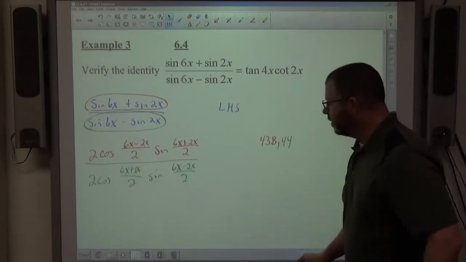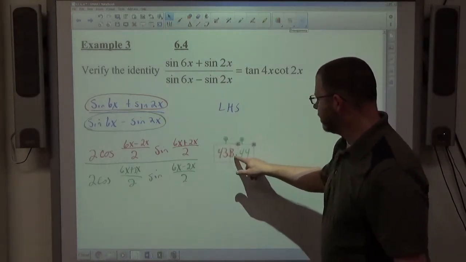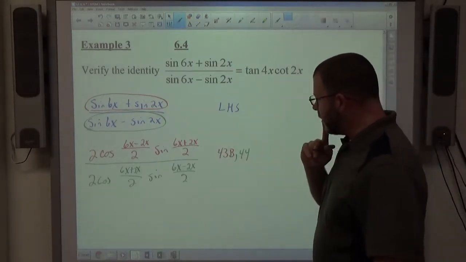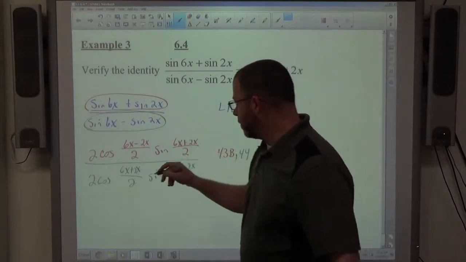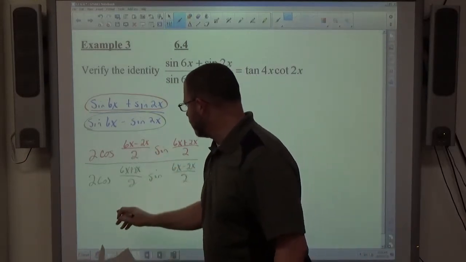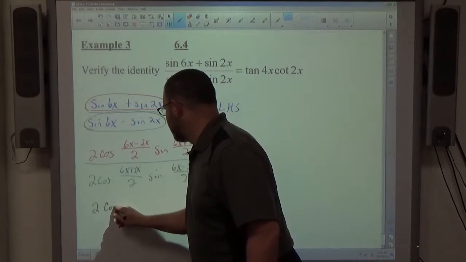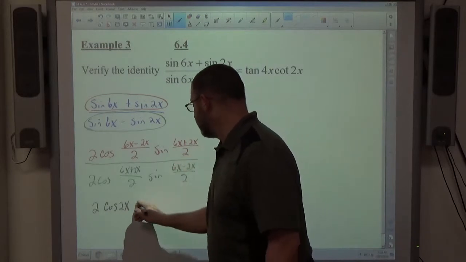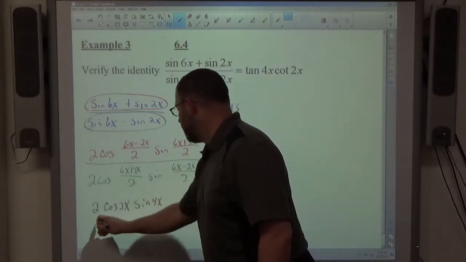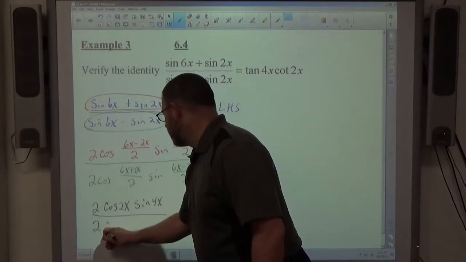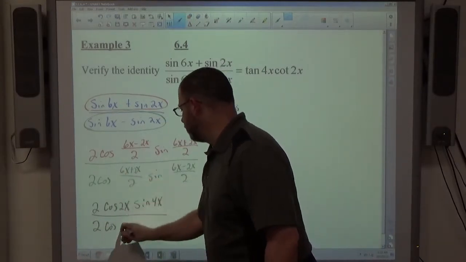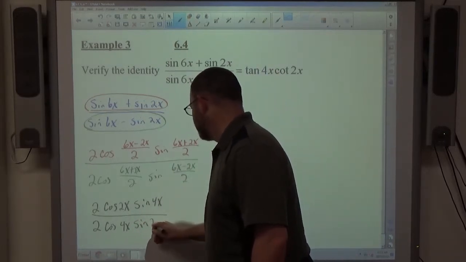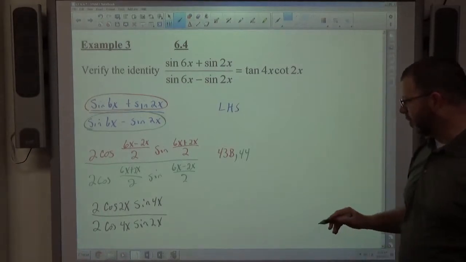That's our sum to product identities. I'll go one more step, then I'll bring it over here. So if I combine like terms, all that good stuff, some simplifying, 6x plus 2x is 8x over 2 is 4x, so I get sine of 4x, and 6x minus 2x is 4x over 2 is 2x, so I get 2 cosine of 2x. On the bottom I get 2 cosine of, that's 8x over 2, so that's 4x. And sine of 4x over 2, that's sine of 2x. And that's just by simplifying.